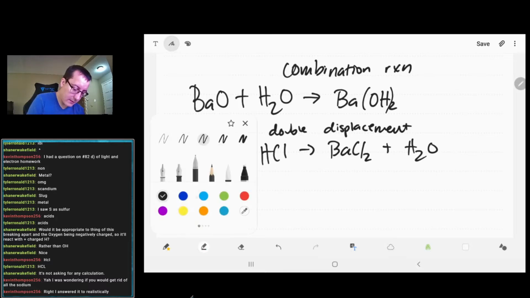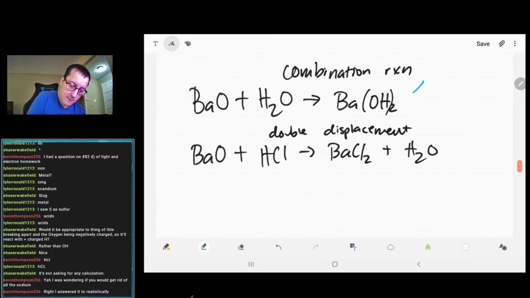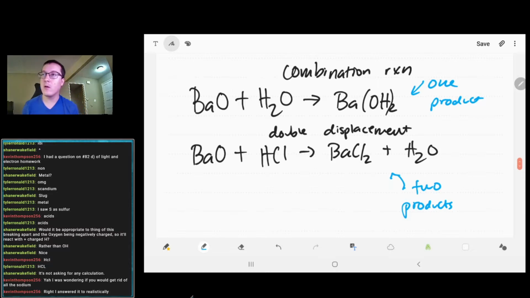So let's see. This is just base plus acid. This is base plus water. I guess I could write water. So that's it.